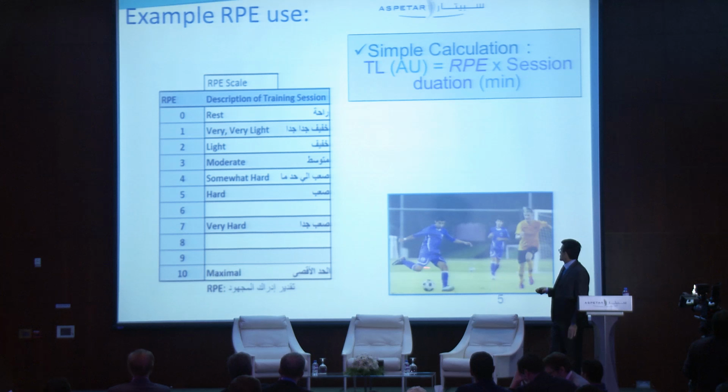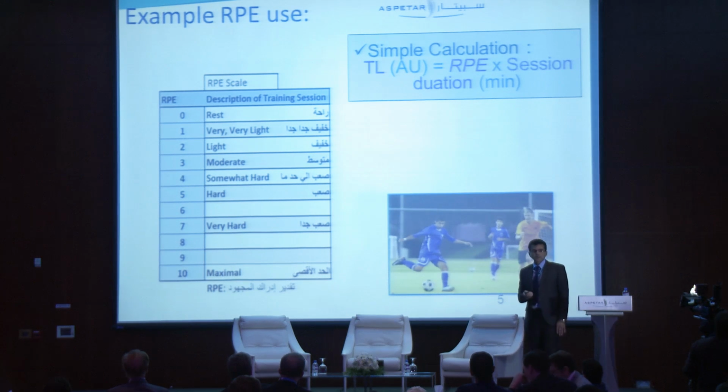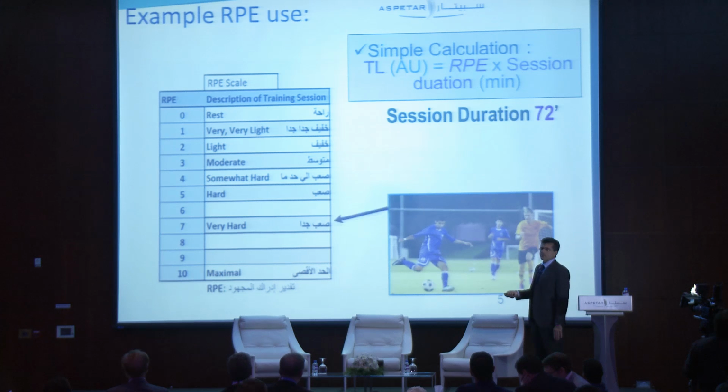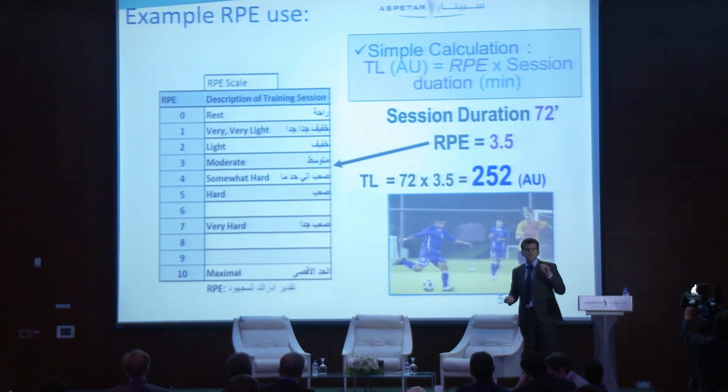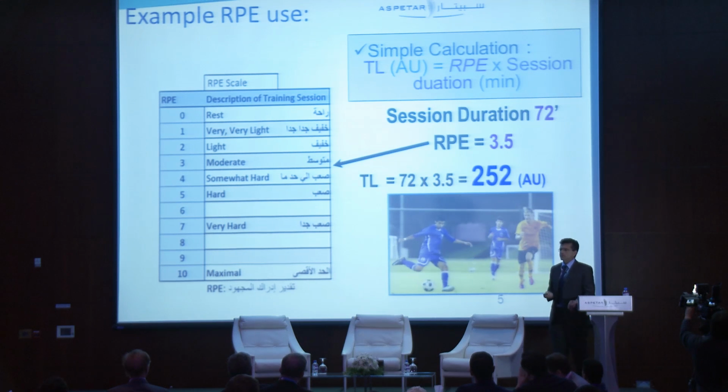After each training session, you show the player this scale. How was your training today? He will answer 3.5, for example, because this session was of 72 minutes, and the player felt the session between moderate and somewhat hard. You just multiply these numbers, and you obtain one single, simple number, 252 arbitrary units.